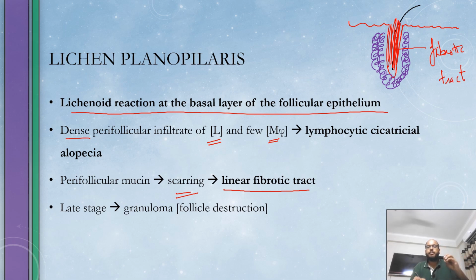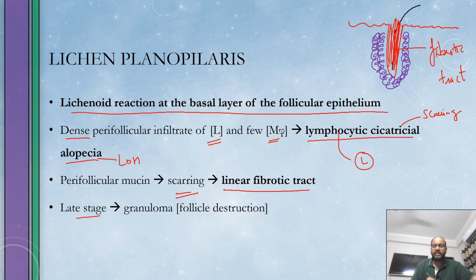And that makes Lichen Planopilaris a prototype of lymphocytic cicatricial alopecia. Alopecia means loss of hair, cicatricial means scarring, and because the scarring is by lymphocytes, you have lymphocytic scarring alopecia. In late stage, when the destroyed follicles release their destroyed products, you may have granuloma formation, and that is because of follicular destruction. So some amount of granuloma can be seen. It has been reported, albeit rarely, but it has been reported.